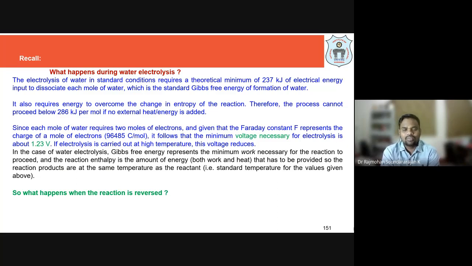You please think over what happens when the reaction is reversed. So we already know what happens during the water electrolysis, because from 8th standard onwards we have been studying about this electrolysis, right? So now what happens when the reaction is reversed? So is it endothermic or exothermic? Or how much voltage is theoretically possible to produce? From this, all this can be inferred. Anyhow, we will discuss that in detail again.